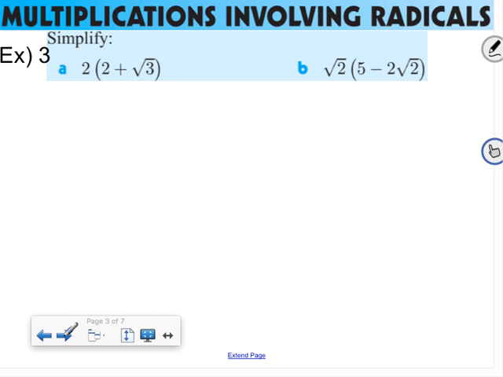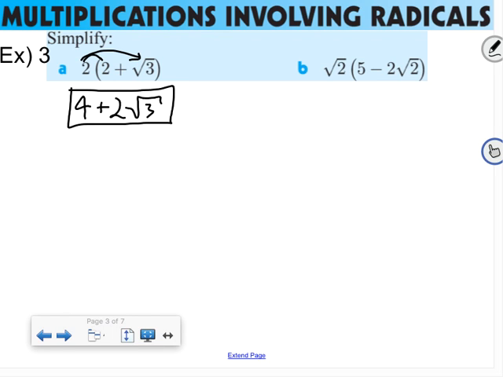So example 3 here. Now we're going to look at multiplication involving radicals. Just like we do with other quantities, for multiplying by 2, we're going to distribute to both our terms. So 2 times 2 is 4. 2 times square root of 3, we're going to get 2 square roots of 3. And that's simplified.